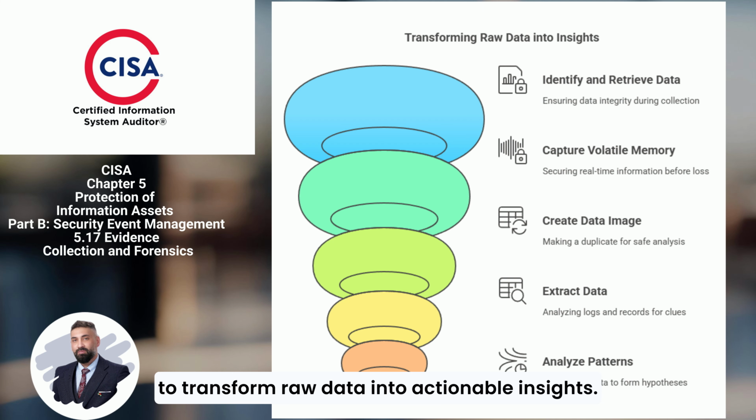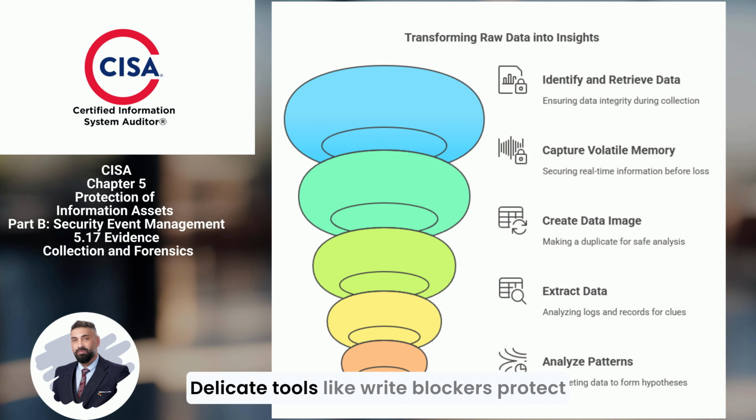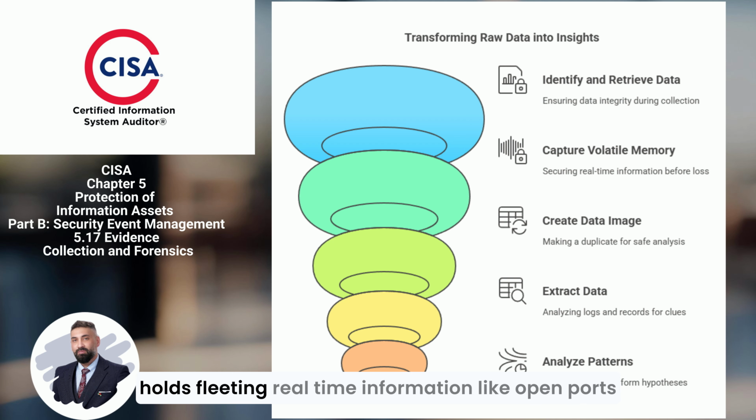From collection to analysis, piecing together the puzzle, computer forensics involves several key steps to transform raw data into actionable insights. First, investigators must identify and retrieve valuable information without compromising its integrity. Delicate tools like write blockers protect storage devices while allowing for analysis. Once data is captured, particularly volatile memory, RAM, which holds fleeting real-time information like open ports or active user processes, becomes especially vital. These volatile traces are among the first to disappear if systems are shut down improperly.